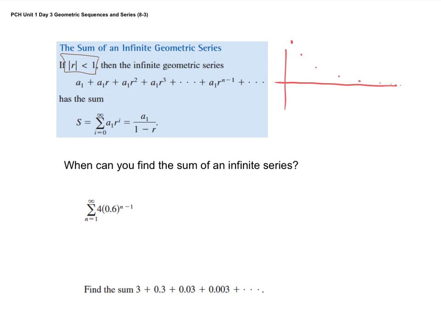If r is negative, it'll still get closer to 0, but watch what happens. You'll have that one, but then this will jump down to the negatives. And then you'll have this one, but this one will be down here, and then this. And you'll see it bouncing back and forth on either side of the x-axis, on either side of 0. But it'll still be getting closer and closer to 0.